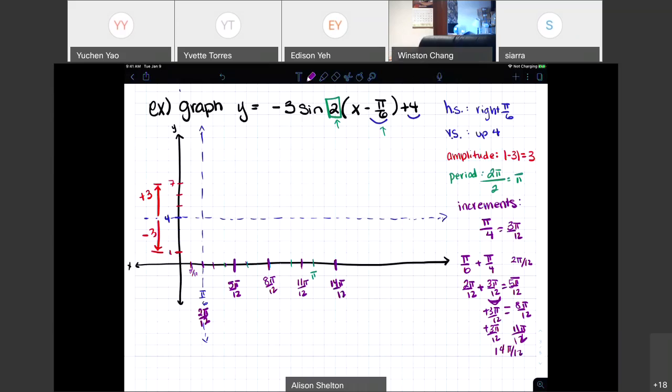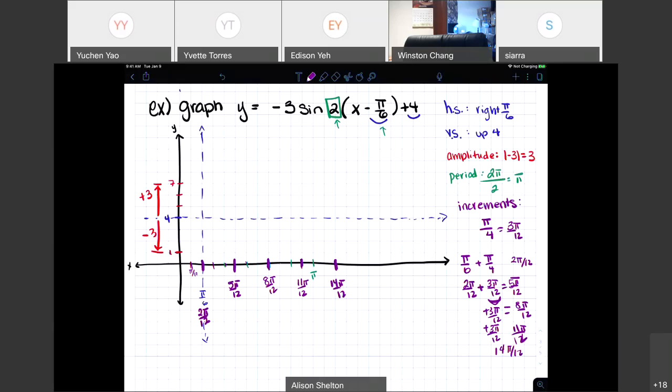So each of these marks: pi over 6, which is 2 pi over 12, then 5 pi over 12, 8 pi over 12, 11 pi over 12, and 14 pi over 12. Those are all our increments.